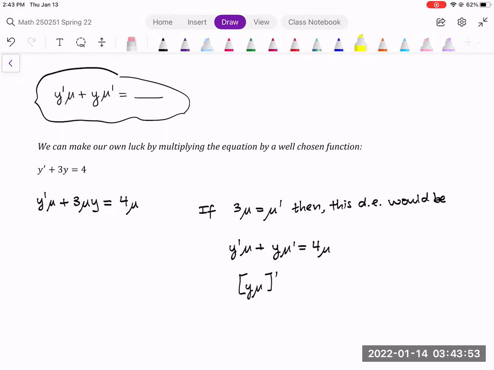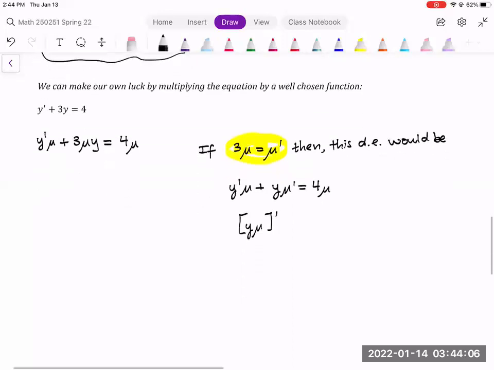All right, so here is where we're going to put our energy in. We would like to think of a function where the derivative of that function is 3 times the original. Now, we've been working with exponentials quite a lot, so we're going to try that out. What if mu equals e to the 3t? Notice that our derivative is 3e to the 3t. And so we satisfy this condition.